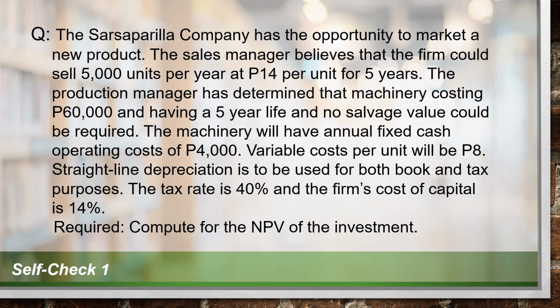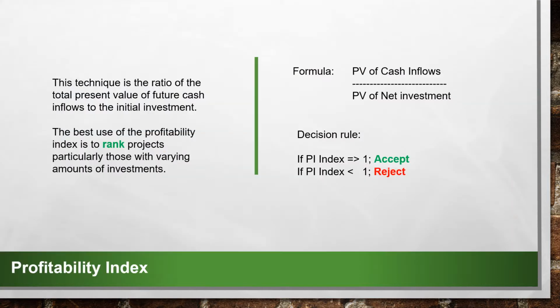A self-check question. So this is self-check question number 1. Okay, so for our second discounted model, we have the Profitability Index. This technique is the ratio of the total present value of future cash inflows to our initial investment. So that's why our formula is present value of cash inflows divided by present value of net investment. Okay, so PVCI divided by COI.